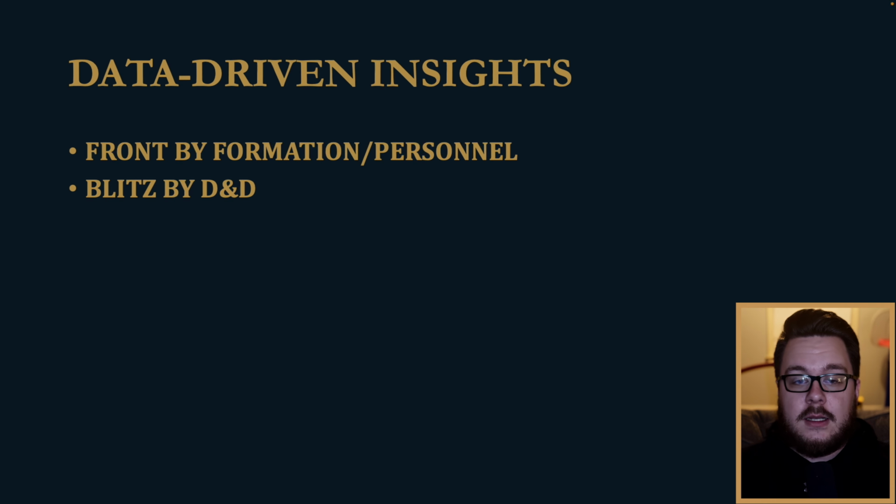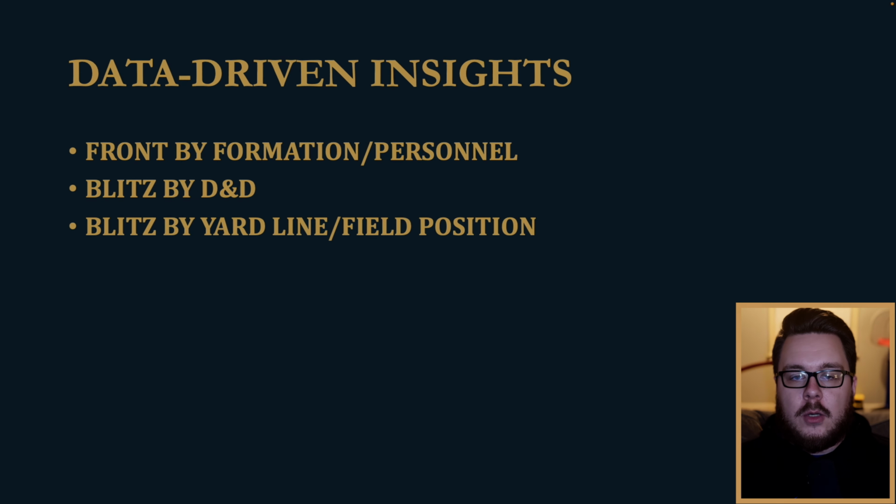So it's 2nd and 9. Do they really like to bring the Sam off the edge? Well, we either need to have a protection that accounts for him better, or maybe we need to make sure that we have like a rail route by a running back where we can be hot if he comes off the edge really quick. So we get our blitz by down and distance. Then I want to know what are different yard lines or field positions that can also be significant.